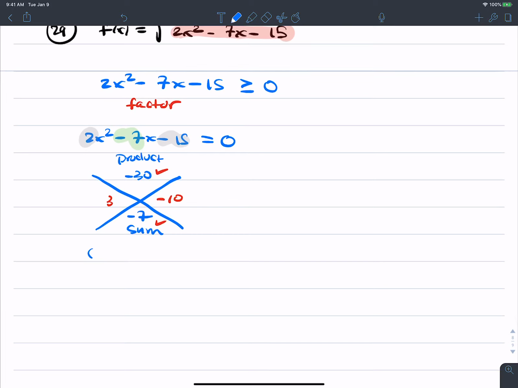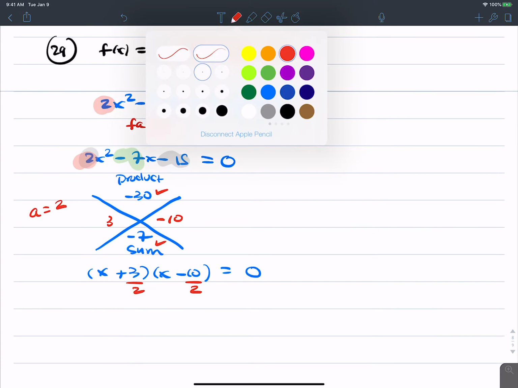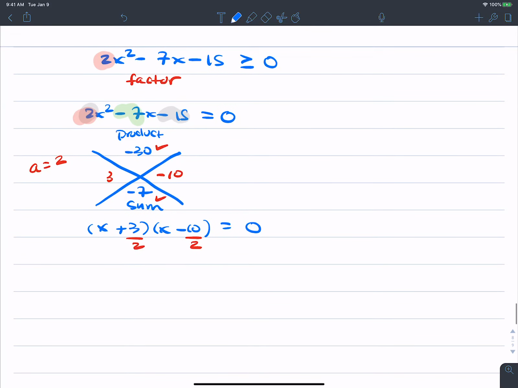So when we factor here, we'll get x plus 3, x minus 10, and that's going to equal 0. Don't forget this important step here. The a value here is 2. Since a is 2, we divide both of these numbers by 2 and look for where you get a whole number or integer solution. Now 3 over 2 is not a whole number, so that means we write this as 2x plus 3. That means you move the 2 in front of this x.